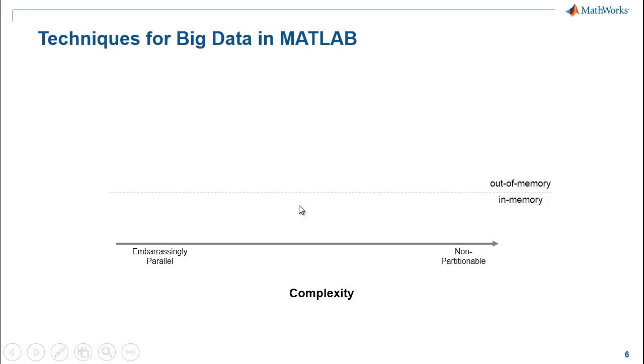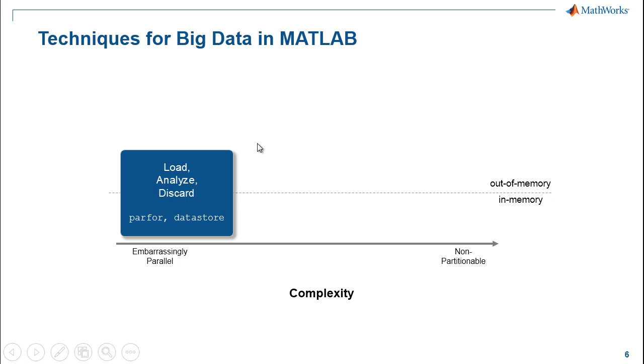So there's three main categories of techniques we're going to talk about today. They lie on this range of increasing complexity of our problem, from embarrassingly parallel to what we call non-partitionable, where we simply cannot cut our problem down into smaller parts. There's no way to do that. We just have to work with the entire data set all at once.